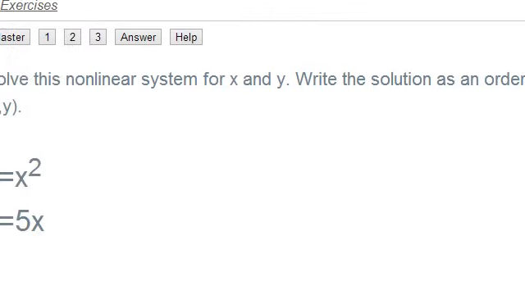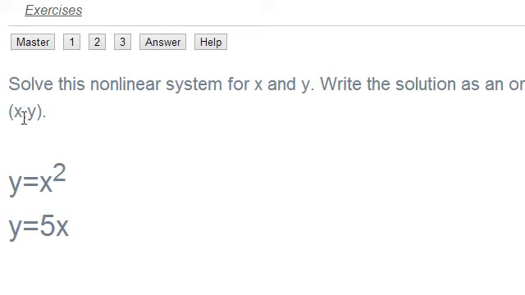Okay. And we're going to write it as an ordered pair, x and y. We could graph these and see what the graph actually looks like and what we're really looking at. And I think before we actually solve this system, I'm going to go ahead and graph both of these so you can see this geometrically.